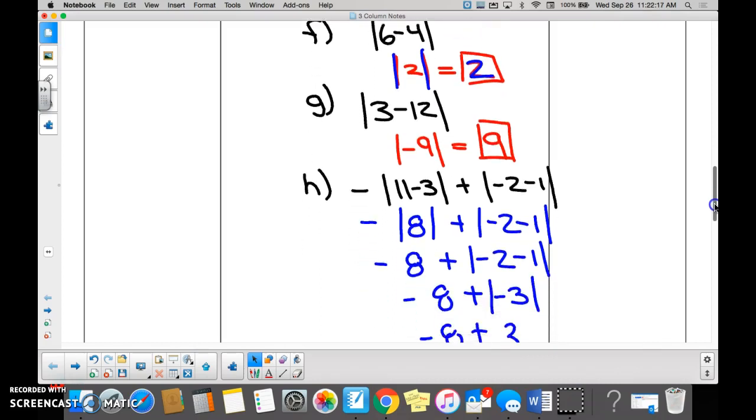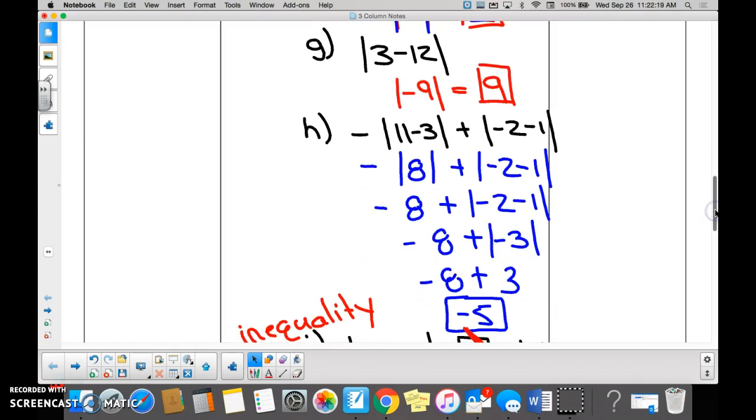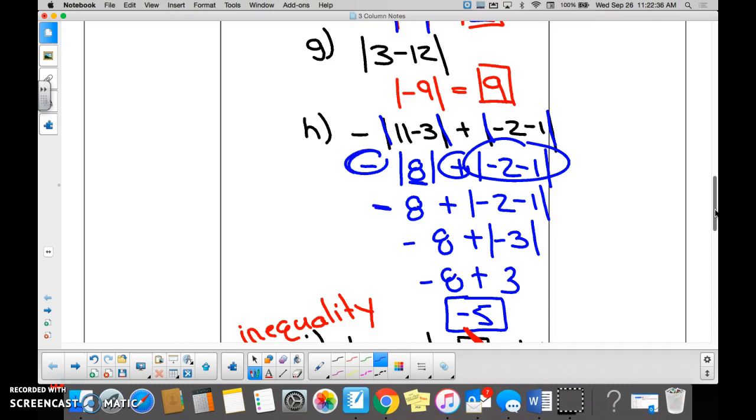Letter H, things got a little trickier down here in letter H. It was just like order of operations. We treated these absolute value markers like parentheses. So we did 11 minus 3, which was 8, right? Rewrote the entire problem, so we rewrote all of this. And then we solved for the absolute value of 8. What's the absolute value of 8? 8. Do we need to keep this negative here? Yes. And then we rewrote everything afterwards.